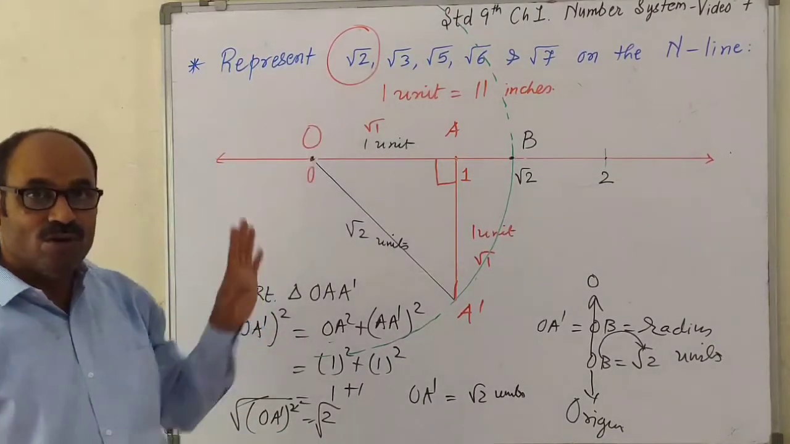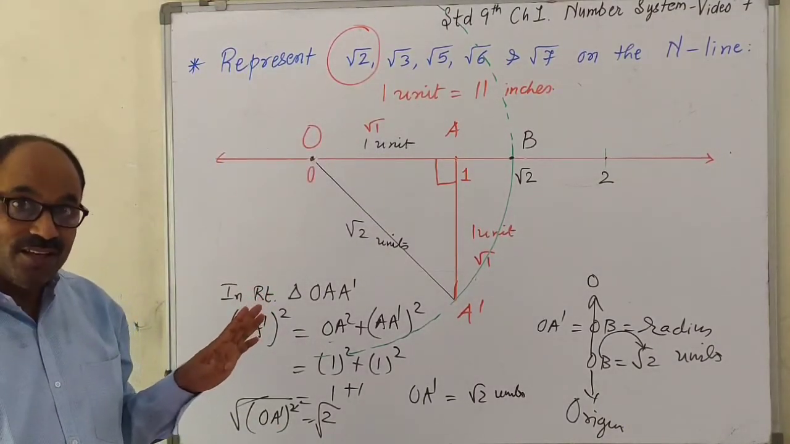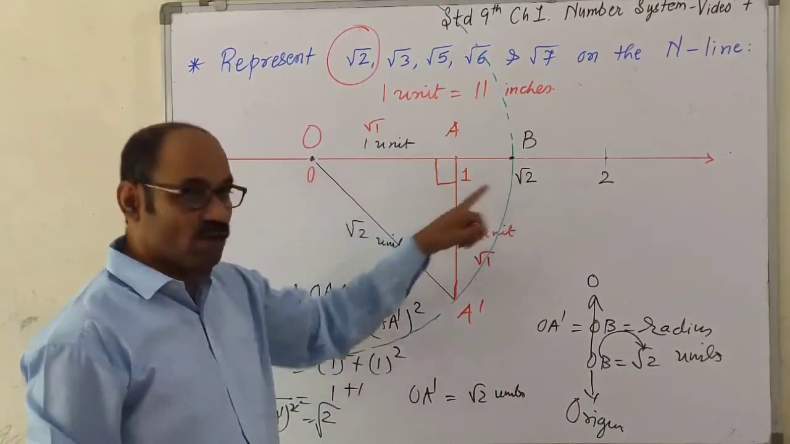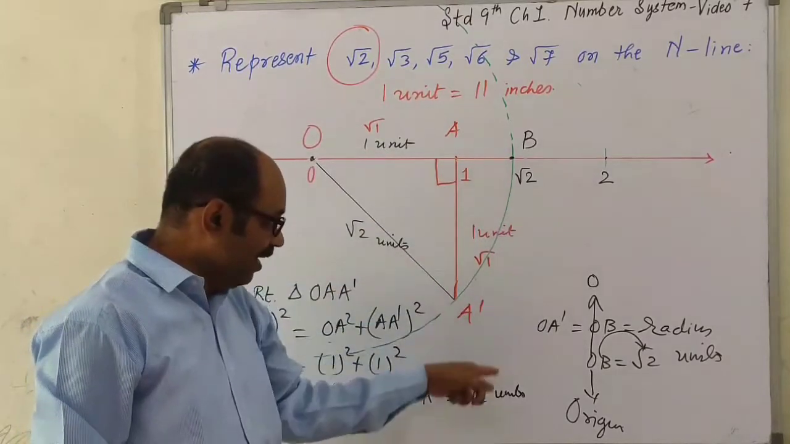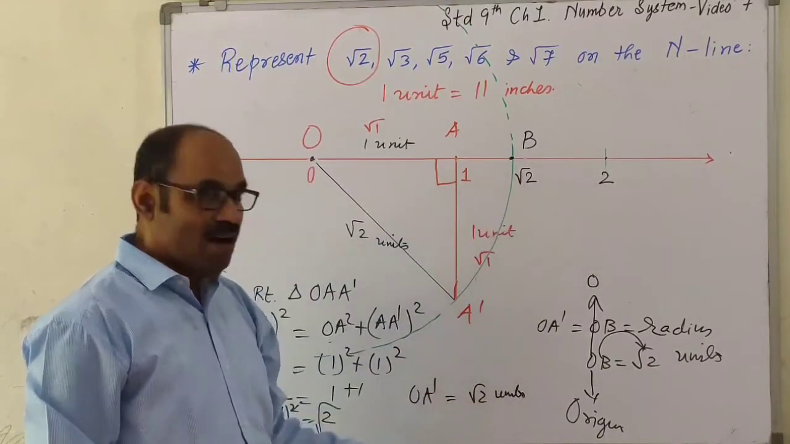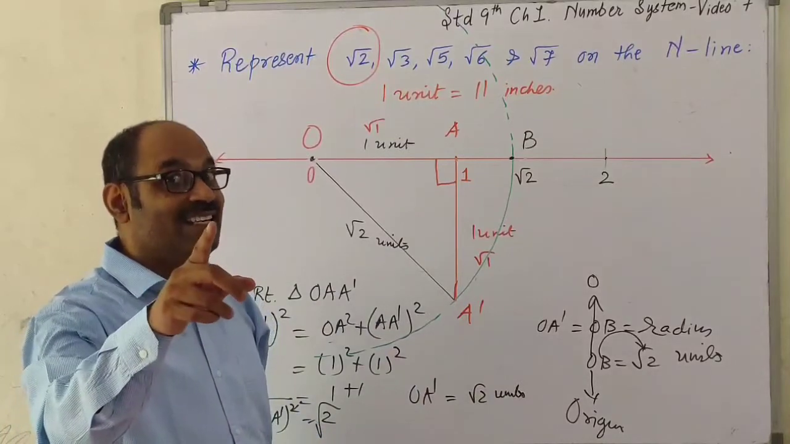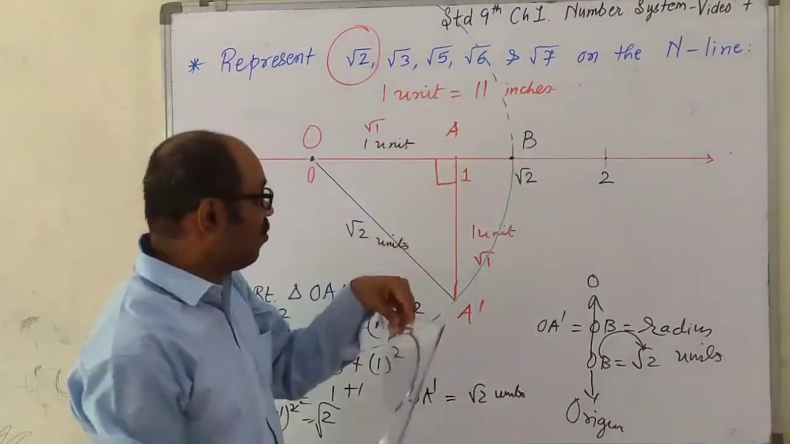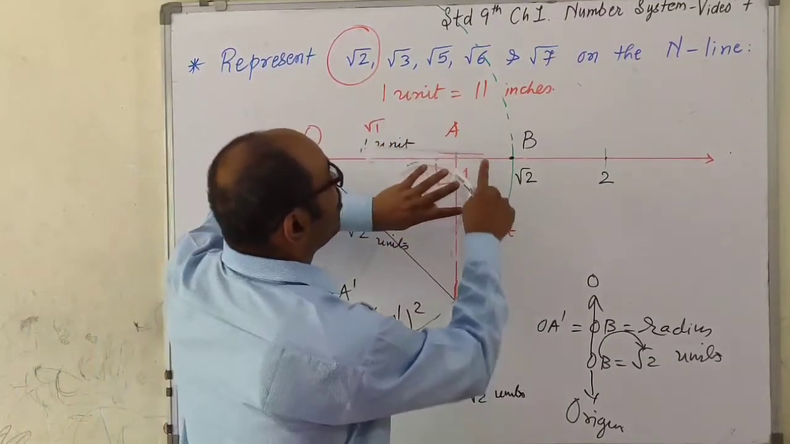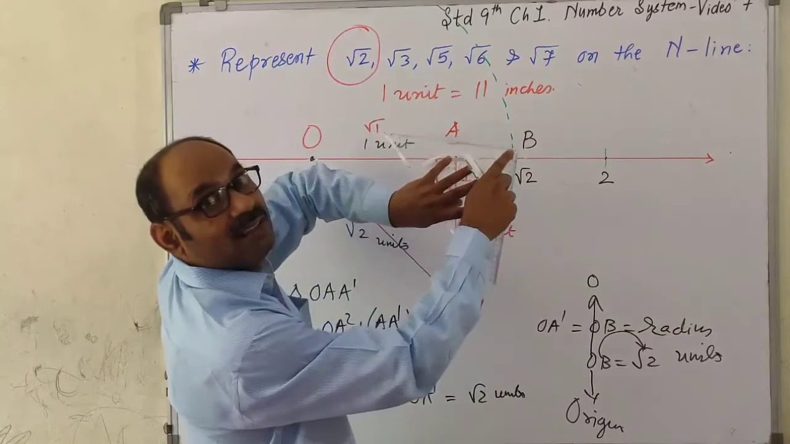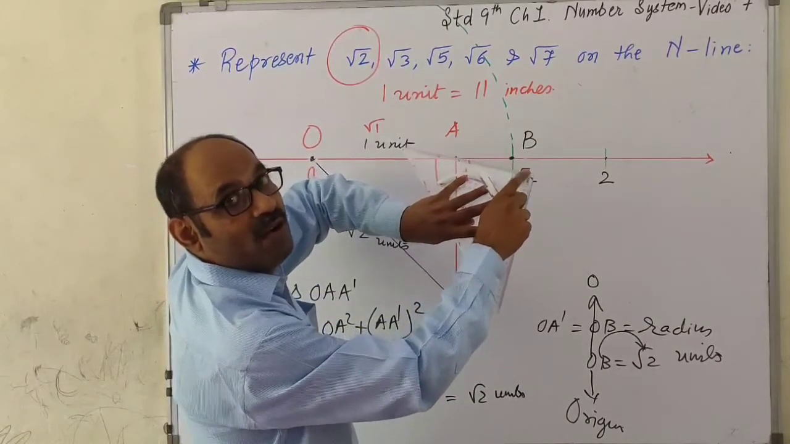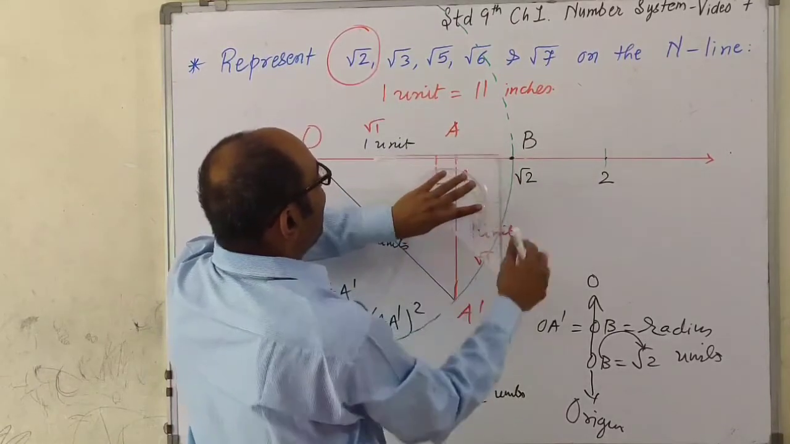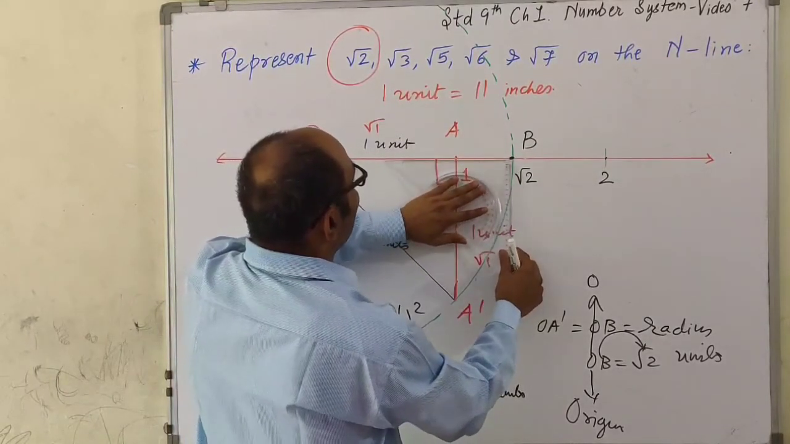Now we will see how to get root 3. OB is root 2. So here we will draw a perpendicular at B. Let's draw a line segment of unit 1 centimeter. I'll have to use a set square. Place the set square so that the vertex at which the right angle is formed coincides with B and one of the perpendicular edges is along the line.